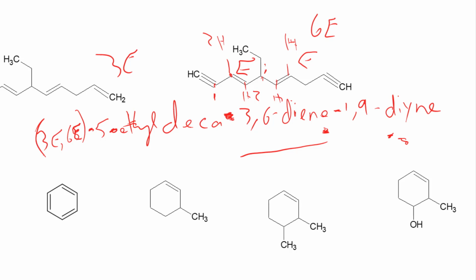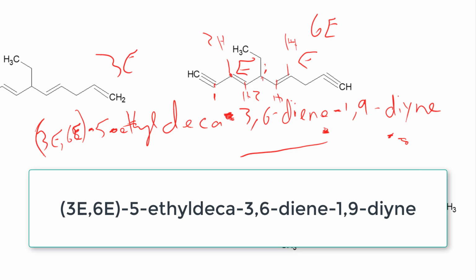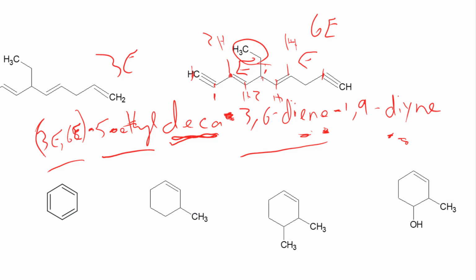So I'm going to rewrite this nicely for you below so that you can see what it really looks like. But we've got everything associated here, starting with the deca. So this is our 10 carbon chain that we've got. We have a diene, so we've got 2 double bonds, one in the 3 position, one in the 6. So the 3 and then the 6. We have a diyne, so in the 1 position over here, and in the 9 position we have the diyne. In the 5 position, we have the ethyl group, and then not only that, but the stereochemistry of the double bonds has been taken care of, noting that they're both in the E position.